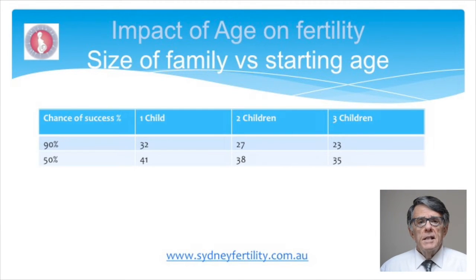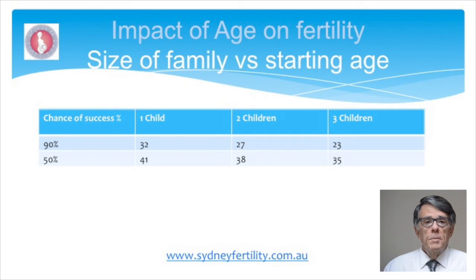Finally, increasing age has another important effect. It's one that's not normally discussed, and this is on the size of a family. And if we look at this little chart which shows size of family versus starting age, you'll notice that for a 90% chance of success, to have one child, you need to begin by the age of 32. To have 2 children, you need to begin by the age of 27. And to have 3 children, you need to begin by the age of 23. And remember that the average female is having her first child at age 32.